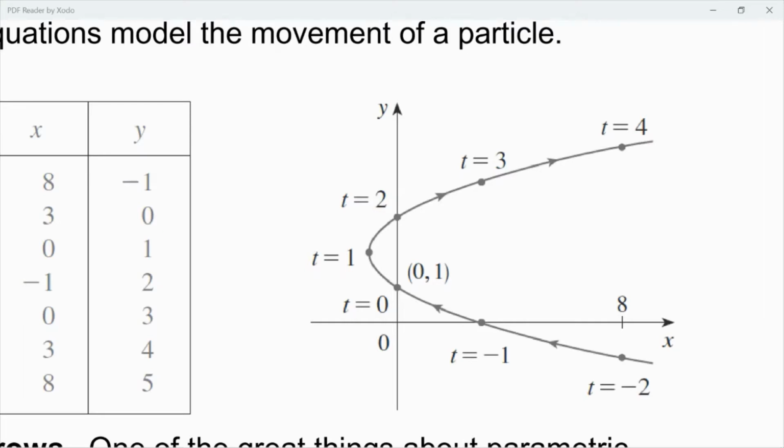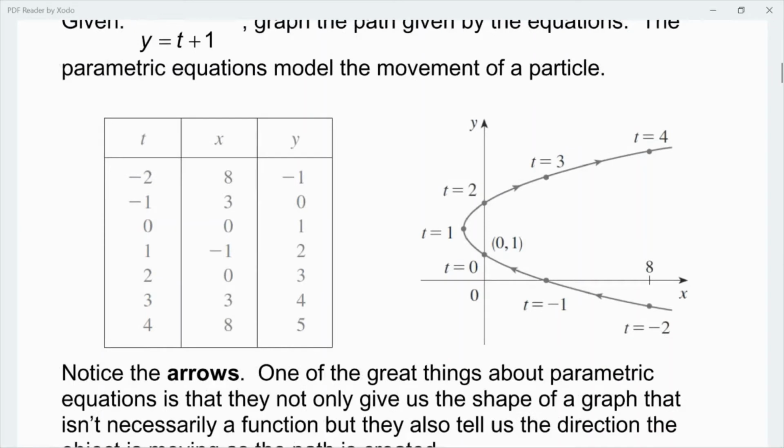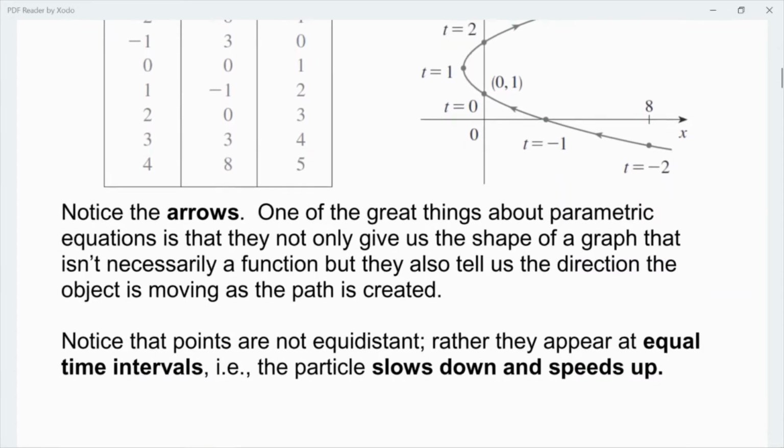So that's another thing that you can consider. It's not just the parabolic shape. It's the direction that I move through that parabolic shape. It's the distance between the points. A lot of things become apparent about the motion of our object when we graph these things. Now, a lot of times when we graph these, we are going to use the arrows because they indicate the direction. You don't always have the arrows in your graphs, but in a lot of cases, you're going to.